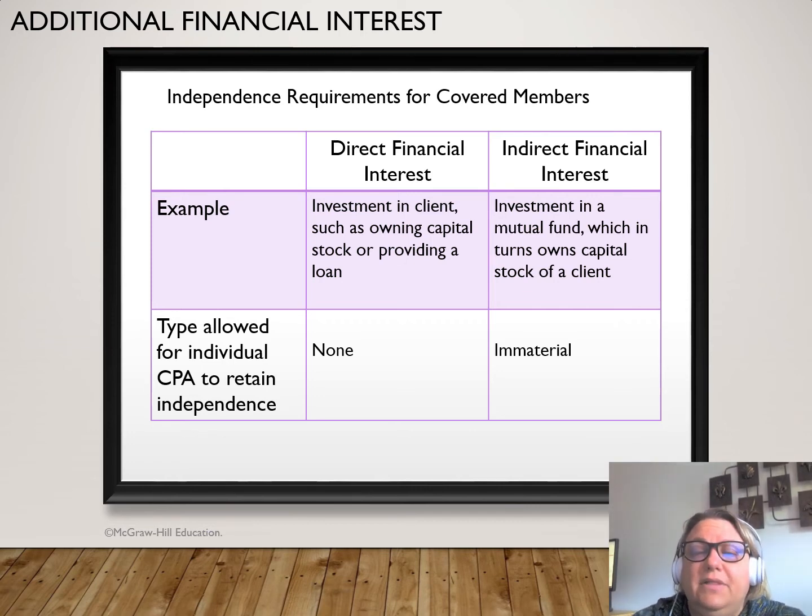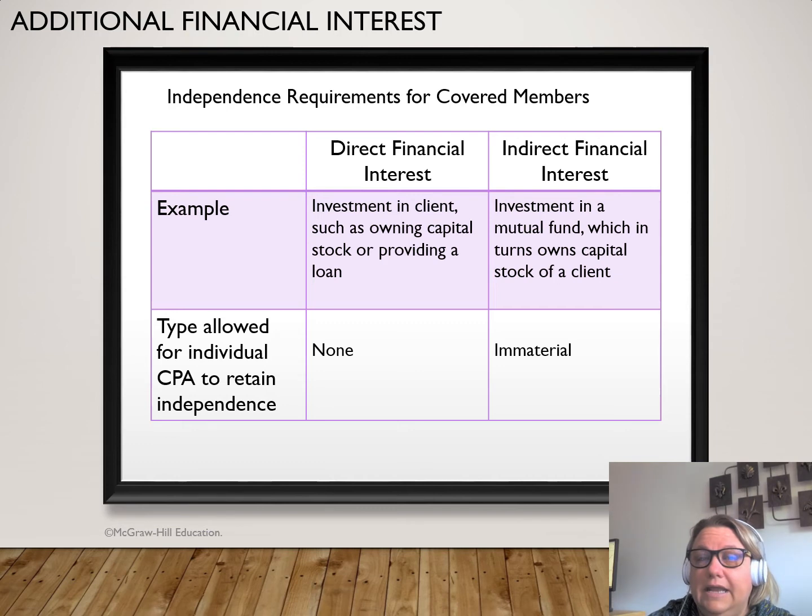Here's an example of a direct financial versus an indirect financial interest. A direct financial interest is an investment in the client, such as owning capital stock or providing a loan. So if you're loaning money to the client, you have a direct financial interest. There's nothing like this that's allowed for a CPA to maintain independence. So if a CPA is very wealthy and owns a portion of a bank that lends the client some money, you've got an independence problem. You shouldn't be on that audit.